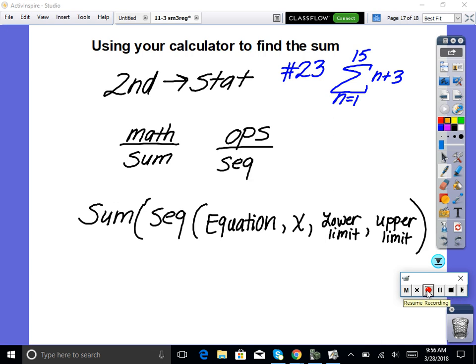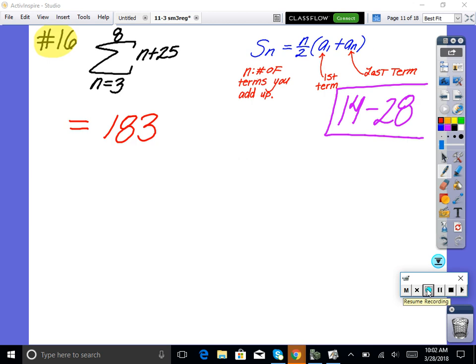So I would maybe take a picture of this or write it down, because this is what I always forget. So let's say you get to the test review, or next time, whatever. You hit second stat, we went over to math, we went to sum, then we hit second stat, ops, we went down to sequence, and then we put it in this format. So if you need to take a picture, do. So everybody should be doing 14 through 28. If your calculator does it the long way, you only have to do evens on 14 through 28. This part you are going to have to know.